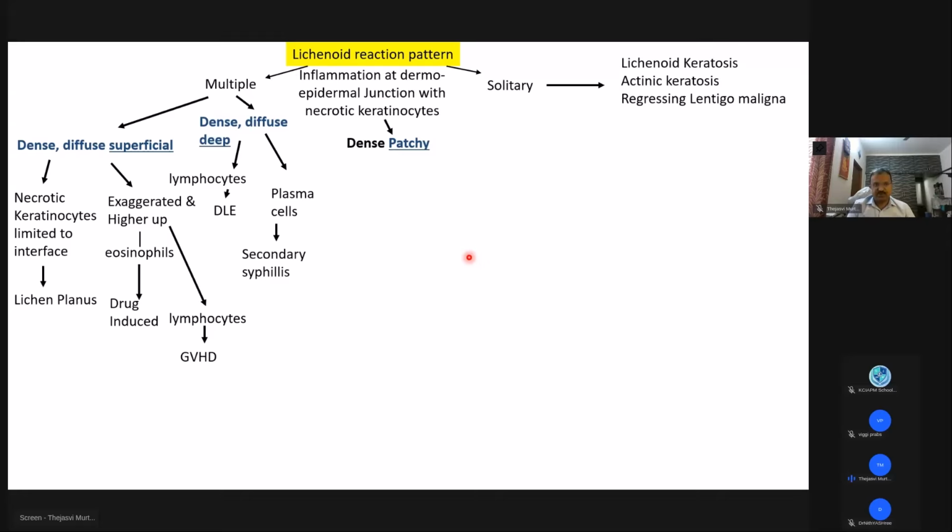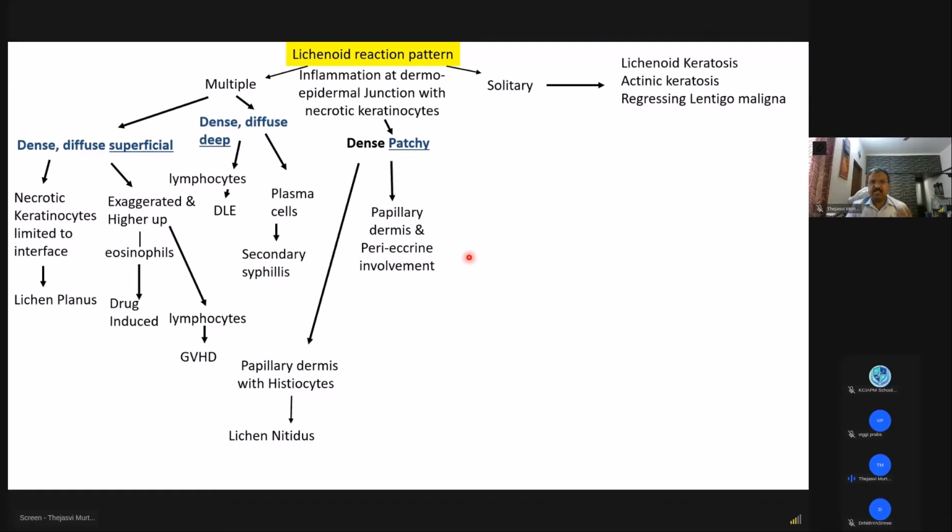We saw dense, diffuse, superficial and dense, diffuse, deep. Now we come to dense patchy inflammation. Dense patchy inflammation in the papillary dermis with histiocytes is lichen nitidus. Dense patchy inflammation in the papillary dermis with pericrine involvement is lichen striatus. Dense patchy inflammation predominantly at the tip of the rete is hypertrophic lichen planus.